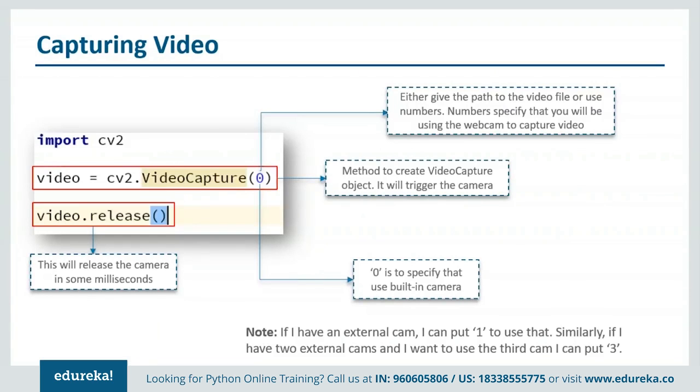Now, let us see how we can capture video using OpenCV. The first thing we need to do is import OpenCV, obviously. Then we are going to create a video capture object. And this number basically tells the computer to use our built-in camera.